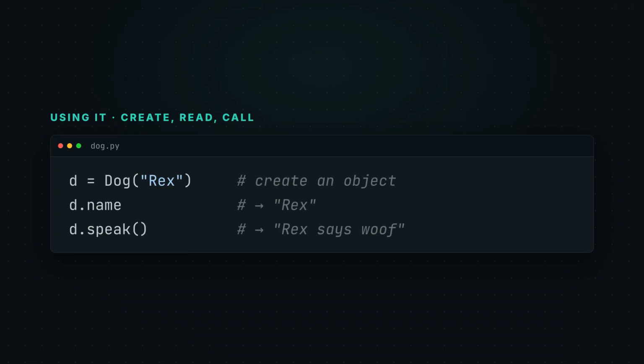Now use it. You call the class like a function to make an object. A dog named Rex. Then reach in with a dot. d.name gives you Rex. And d.speak runs the method. And notice you never passed self. Python hands the object in for you automatically. That's why methods list self, but you never type it at the call.